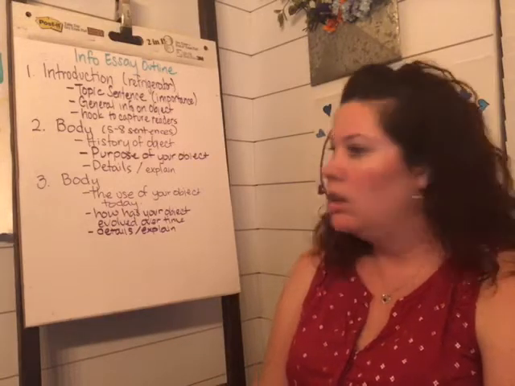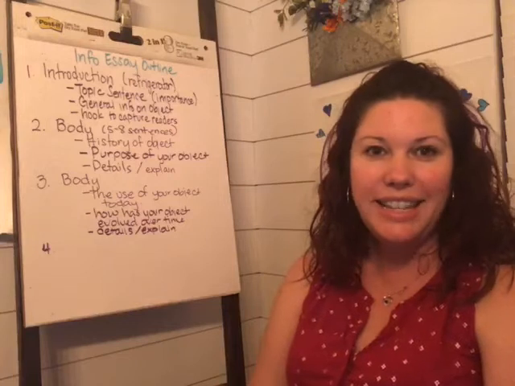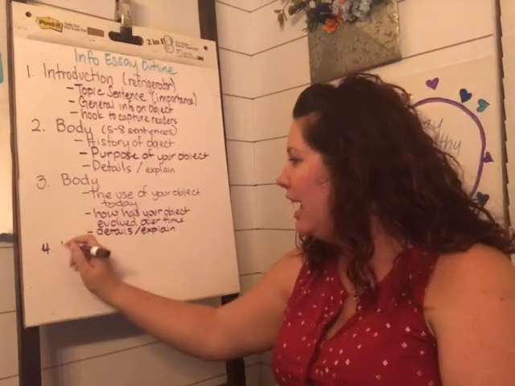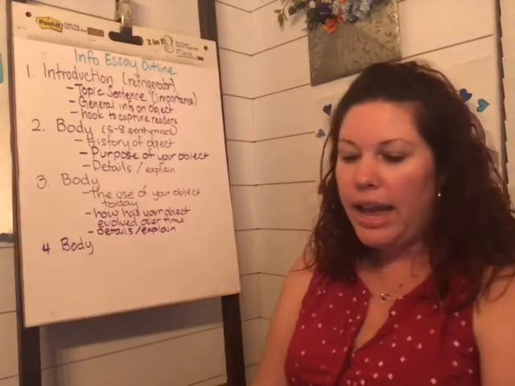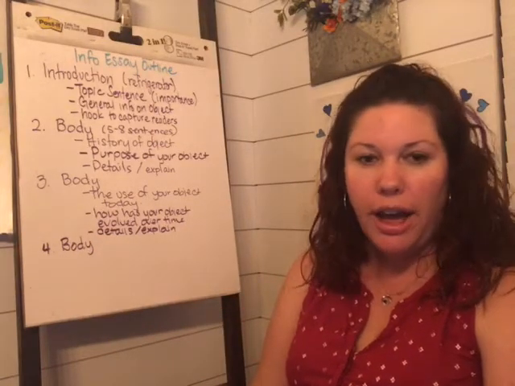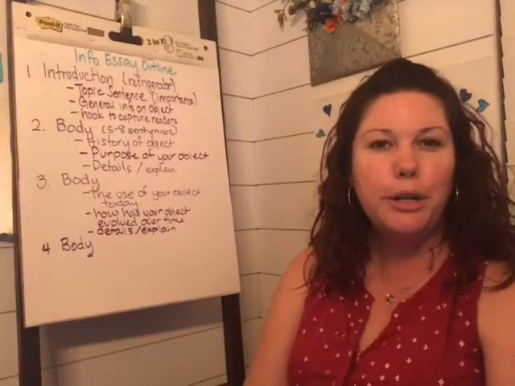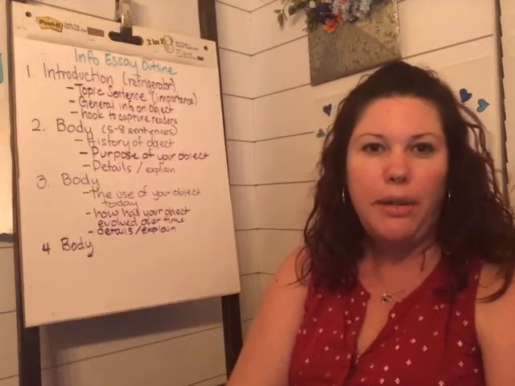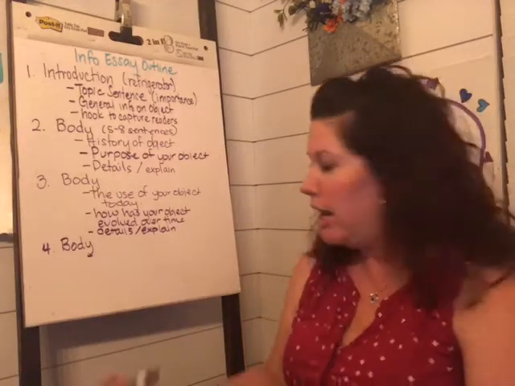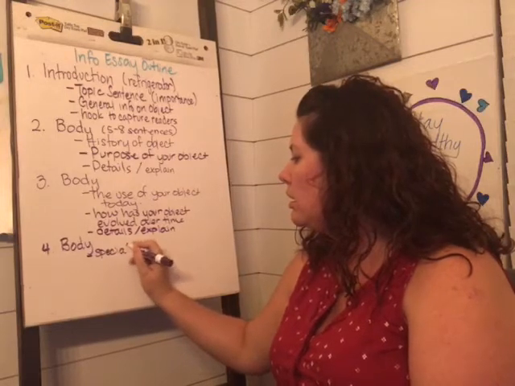Okay. All right. Number 4. Number 4 is a body paragraph again. Body. And in our body paragraph, our third body paragraph, which is our 4th paragraph overall, we're going to talk about the special features of our object.